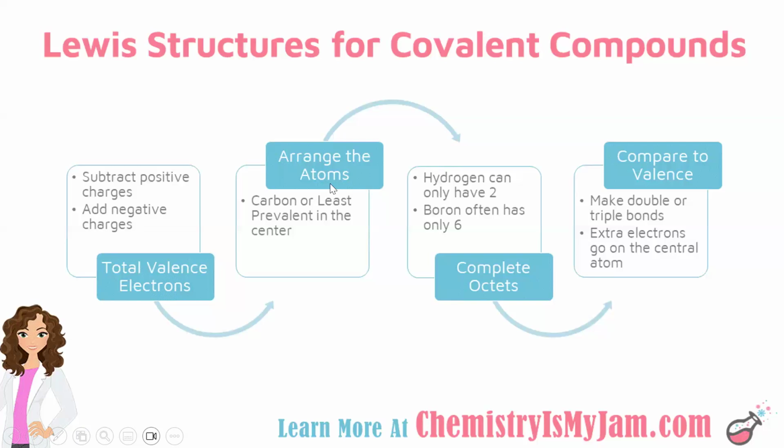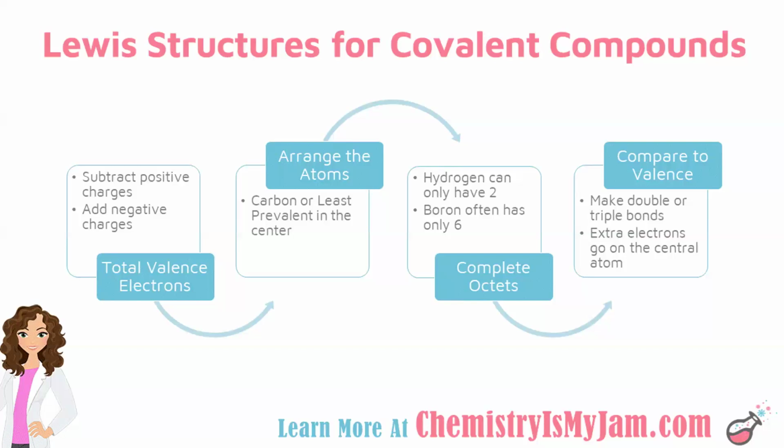But the second thing I'm going to do is arrange my atoms. Typically, if carbon is present, it goes in the middle. And if there's no carbon present, whichever atom you have the least of would go in the middle. Then we're going to complete the octets. Most of the elements that we're dealing with want to have 8 electrons when we're done. There are some exceptions. Hydrogen is so tiny, it only has 1 energy level, so hydrogen can only have 2 electrons. And boron is usually content with 6 electrons. So those are some exceptions that we're going to see.